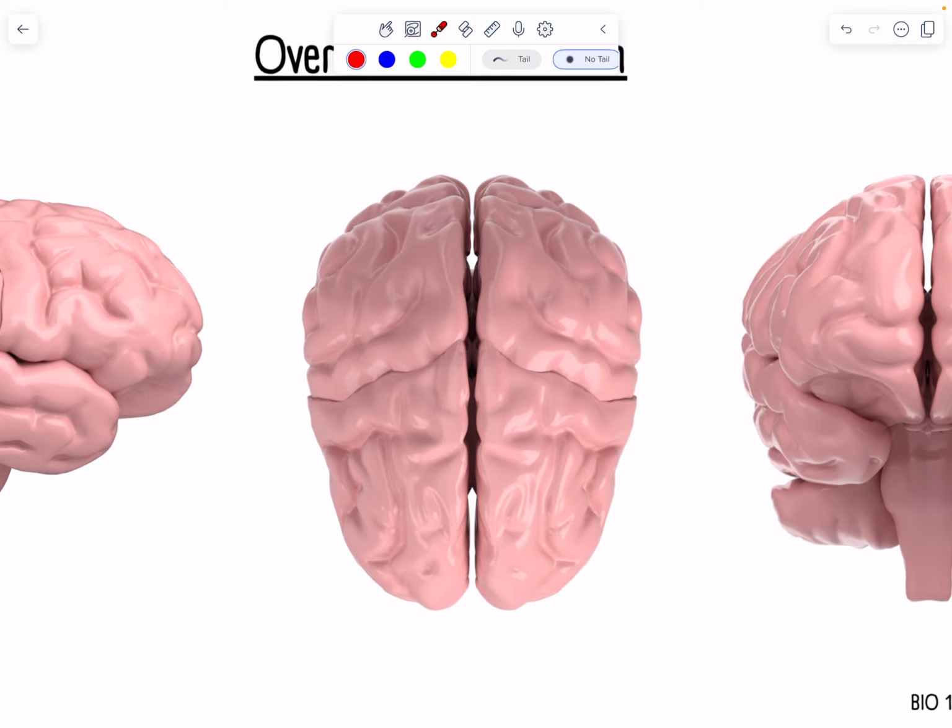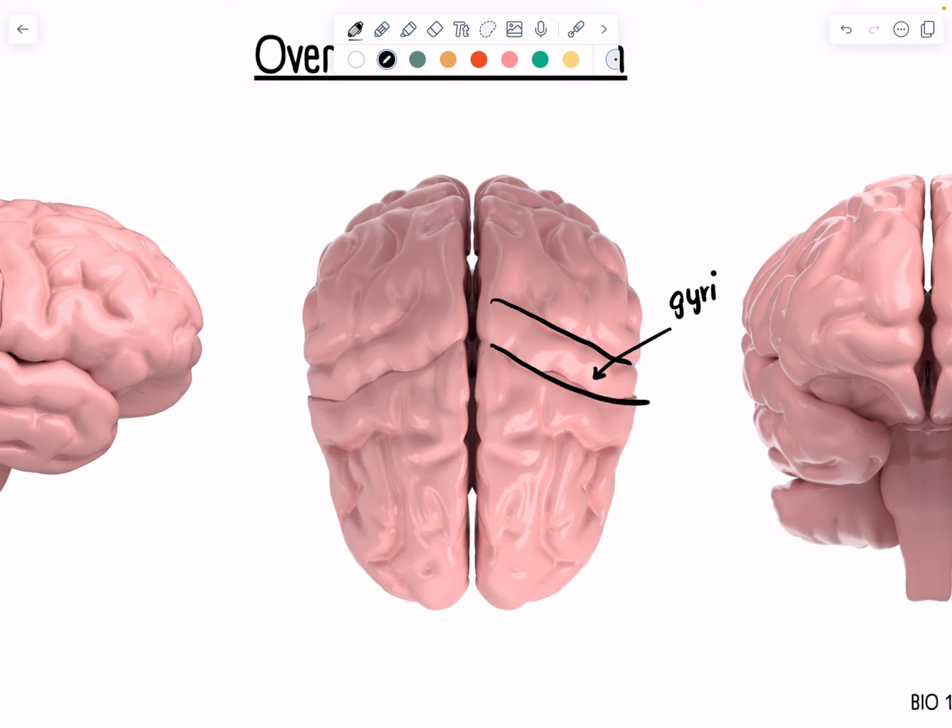Now what you'll notice on here is that the cerebrum has all of these ridges. Let me point out one that we actually define often. Right here, we see this ridge. Those are called our gyri, or gyruses. Those are my ridges. And where I drew the black lines, which is where we have our groove downward, those are known as our sulci.